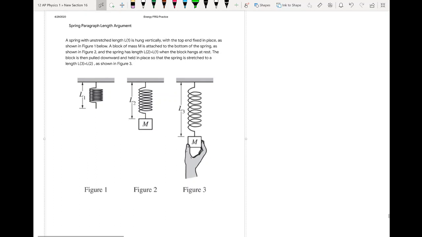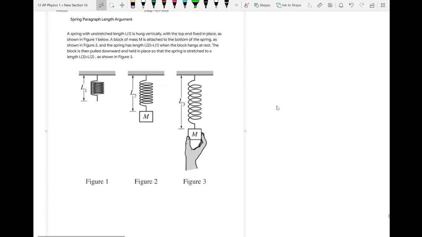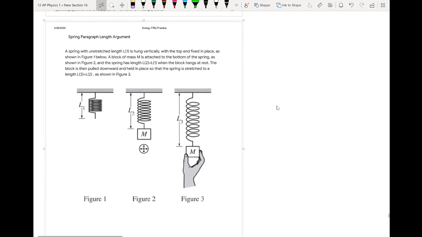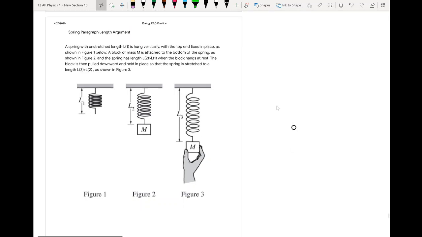Okay, so with this one, we kind of have two parts. The first one is just a brief little talk about the forces, and then the second one is a little bit more involved. What we're saying here is a spring with unstretched length L1 is hung vertically with the top end fixed in place, as shown in figure 1 below. A block of mass M is attached to the bottom of the spring, as shown in figure 2, and the spring is at a length L2, where L2 is greater than L1, when the block hangs at rest.